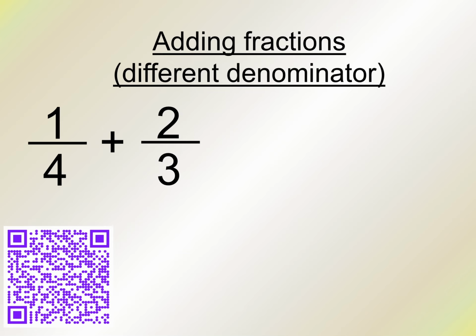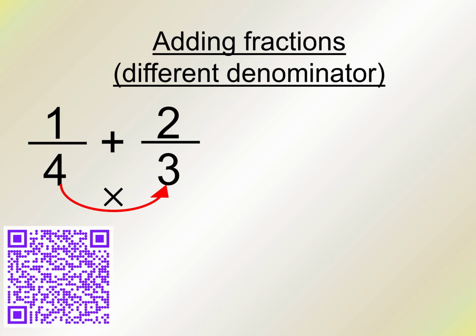Adding fractions when the denominators are different. So if you see here, one's a 4 and one's a 3. In order to add them, we need to make the denominators the same. Now you can try and find the lowest common multiple and then find your new numerators and then add them. But the quickest way is probably just to directly multiply your two denominators together. Sometimes it does give you the lowest common multiple, but not always.